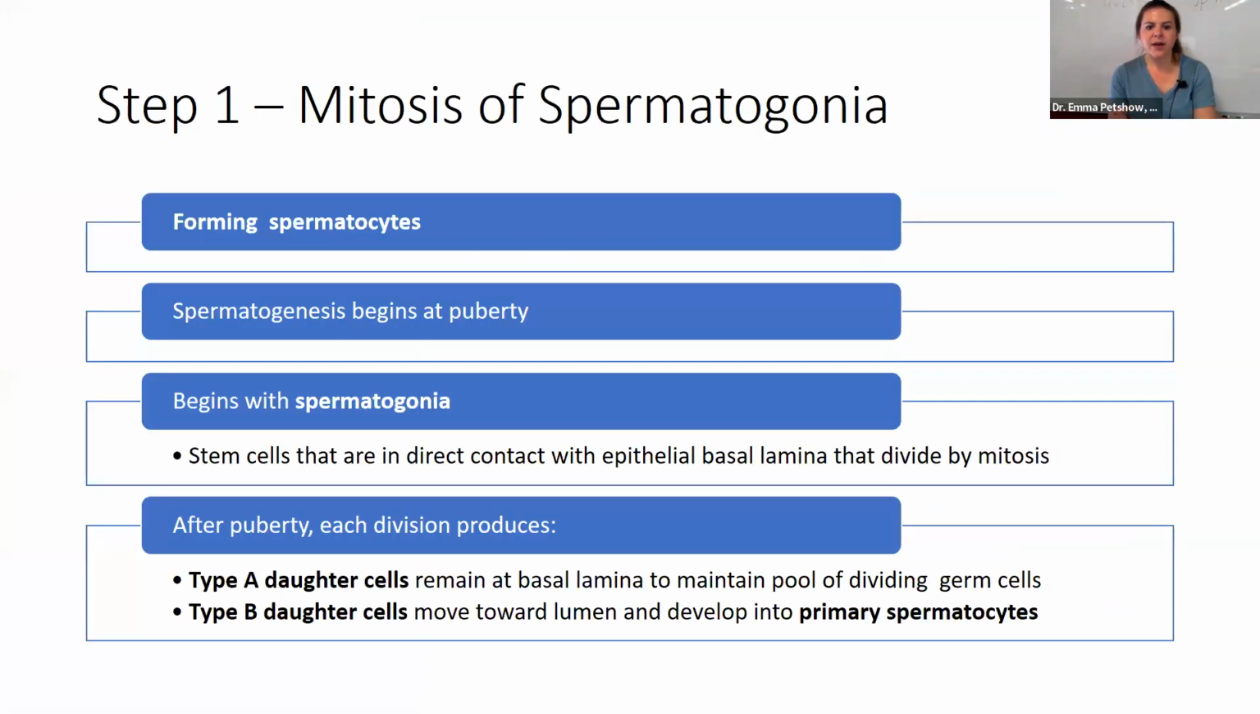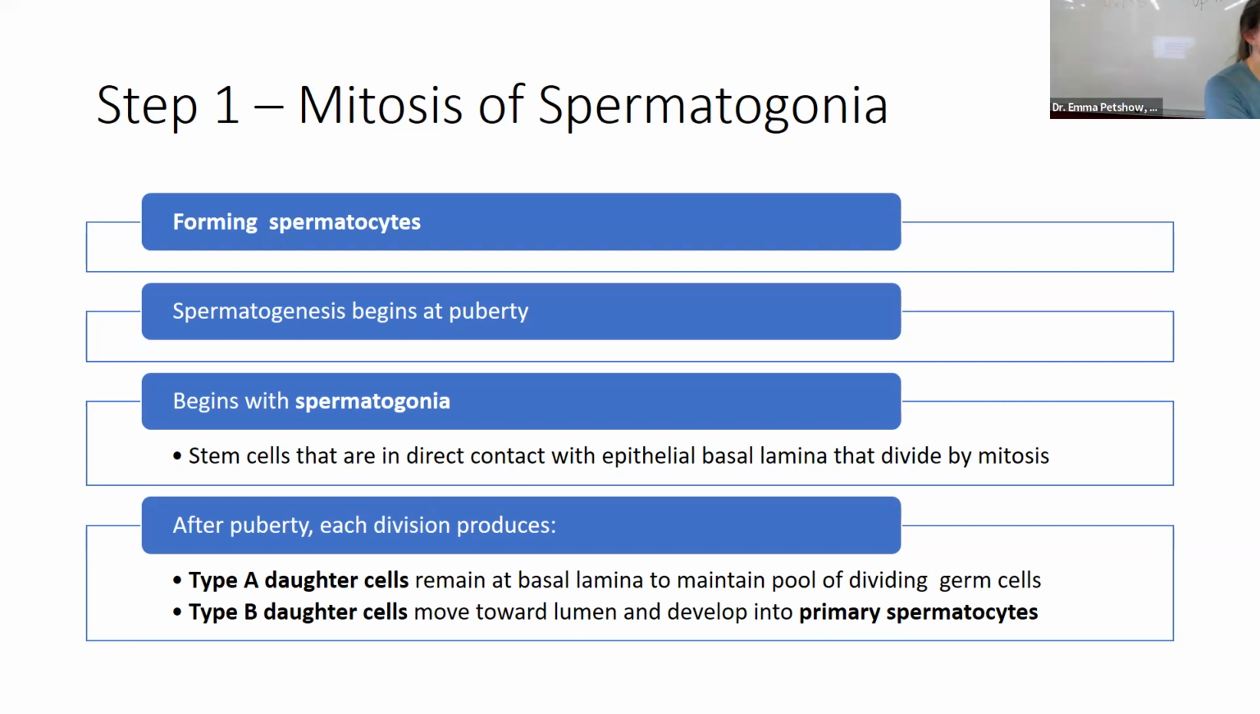Okay. So the first step I mentioned is the mitosis of spermatogonia. This is how we form spermatocytes. Spermatogenesis starts at puberty. We start with spermatogonia. These are stem cells. They divide by mitosis. At puberty, you'll get two cell types, type A and type B daughter cells.